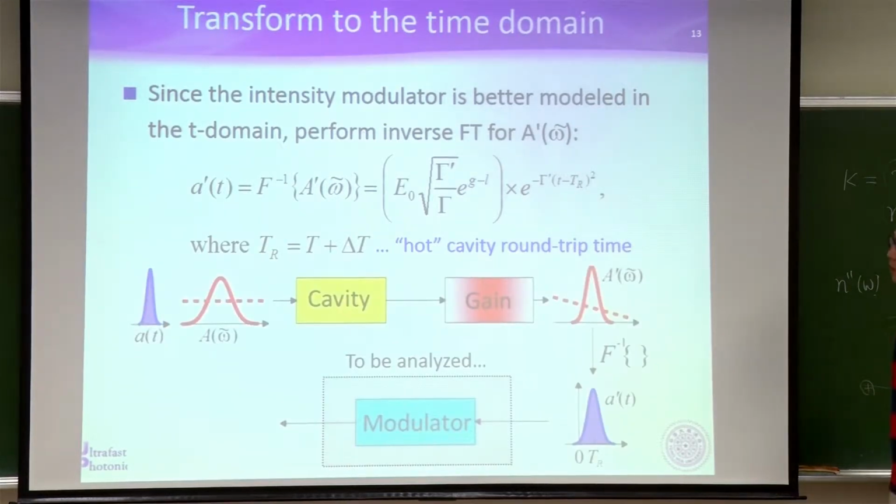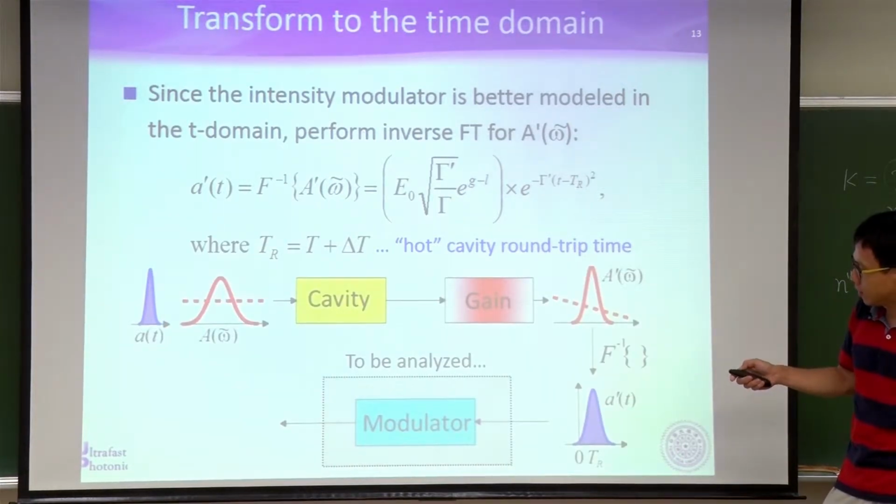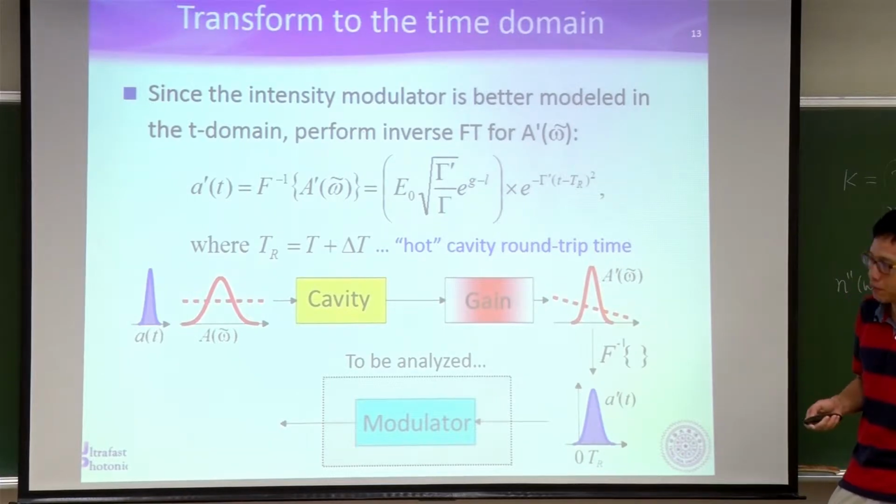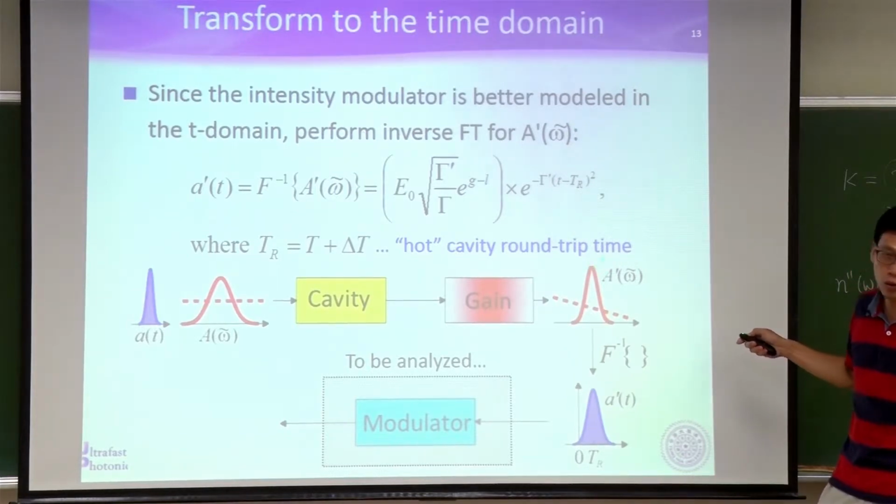So for the purpose of illustration, this is your initial assumption. Time domain is a Gaussian. Frequency domain is also a Gaussian. Both are real functions. After the cavity and the gain medium, you get a new spectrum as we analyzed before. You have a narrower spectrum. You have a tilted phase. You might have taller spectral magnitude.